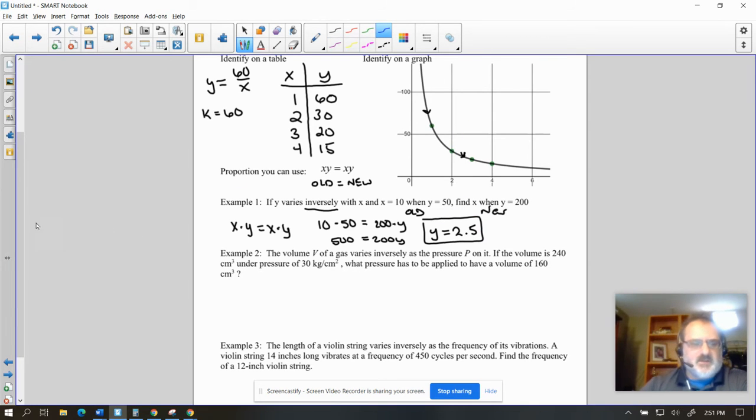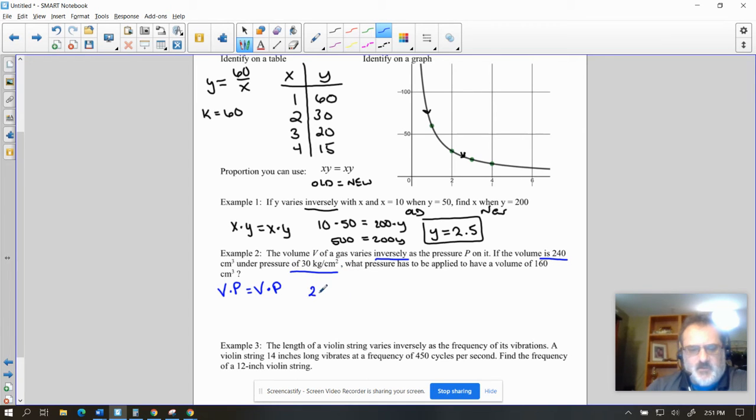All right, let's do another one, slightly more complicated, real world. The volume of a gas varies inversely as its pressure. If the volume is 240 centimeters with 30 kilograms per centimeter squared of pressure, what is the pressure when the volume is 160? Okay, it seems really complicated, but we're going to set up the same way. We're going to say volume times pressure equals volume times pressure for the old equal to the new. So the old is always written first. The volume of 240 and 30.